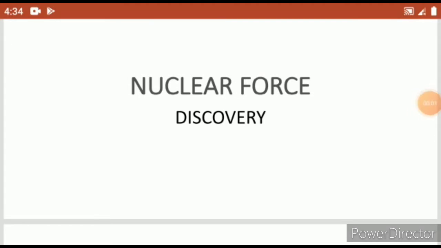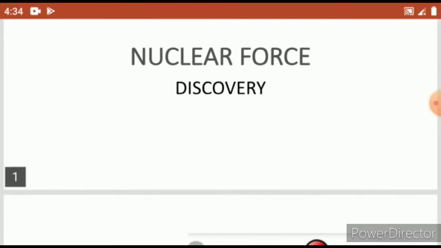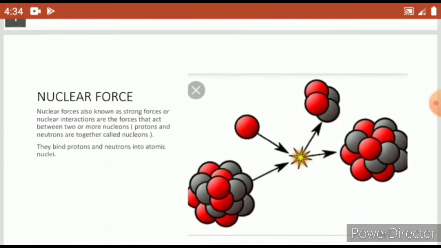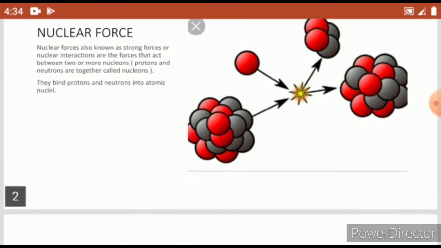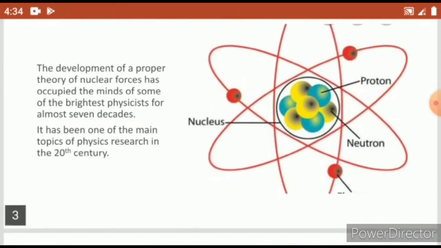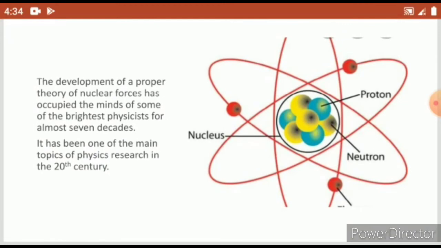Now we are going to discuss the discovery of nuclear force and the meson theory of nuclear force. So, let us define what nuclear force is. Nuclear forces are the strong forces that hold particles called protons and neutrons together inside the nucleus. These nuclear forces were one of the main topics of physics research in the 20th century. In order to explain the stability of an atom, we have to consider the existence of a fundamental force called nuclear force.